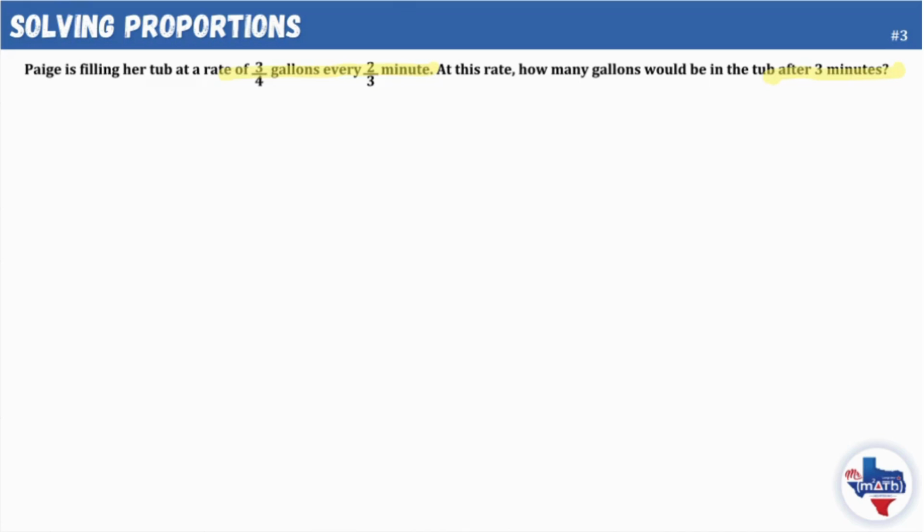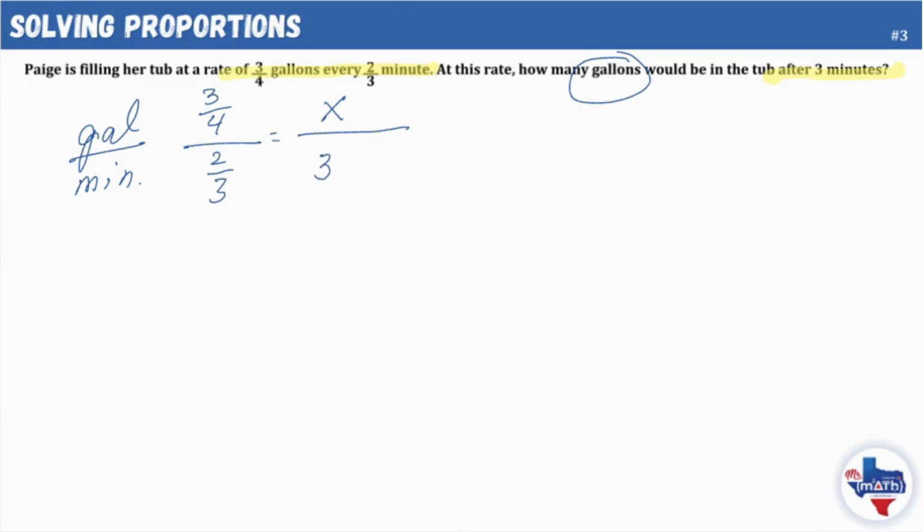But first, we're going to use the proportion. Let's look at what two things are being compared. In this problem, we have gallons being compared to minutes. We know that for every 3/4 gallons of water, 2/3 of a minute is going by. At this rate, how many gallons would be in the tub after 3 minutes? So we don't know gallons, so we're going to put an X there. What we do know is that 3 minutes have gone by.